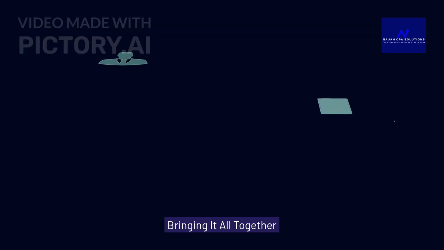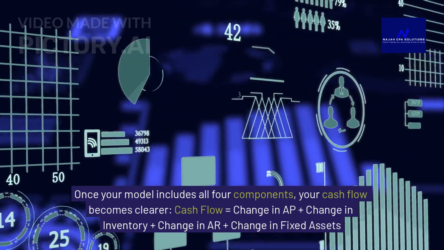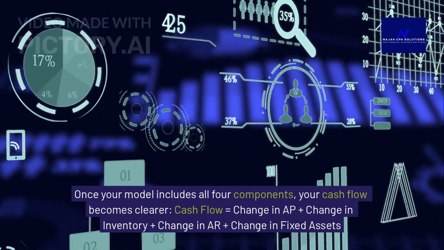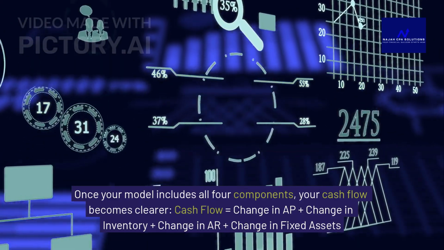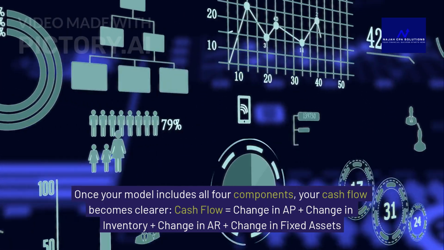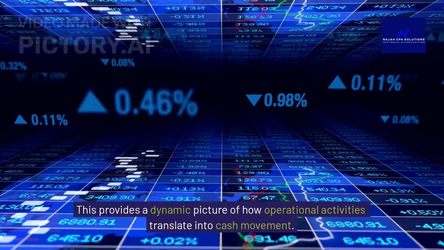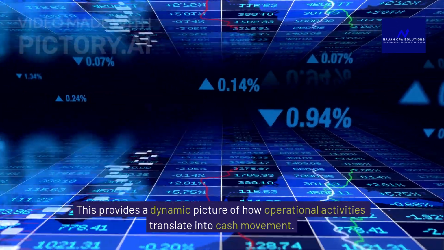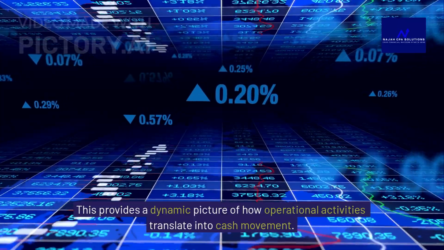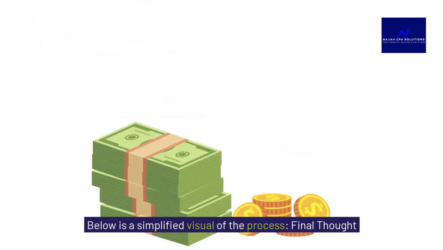4. Bringing it all together. Once your model includes all four components, your cash flow becomes clearer. Cash flow equals change in AP plus change in inventory plus change in AR plus change in fixed assets. This provides a dynamic picture of how operational activities translate into cash movement. 5. Visual summary. Below is a simplified visual of the process.